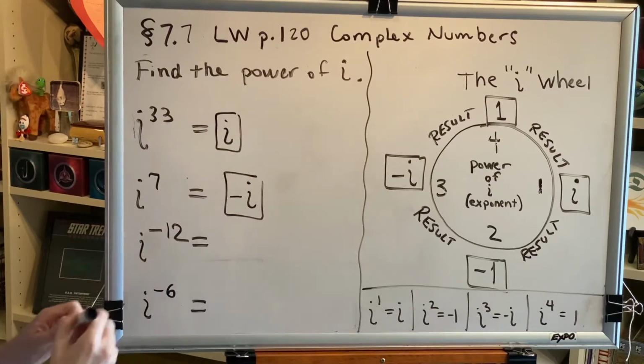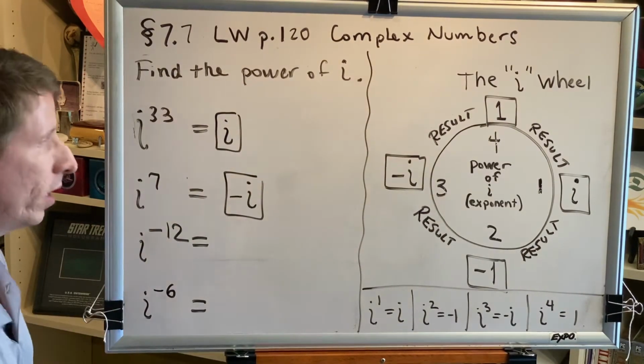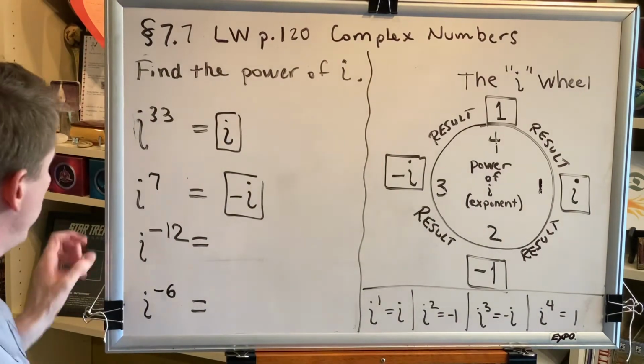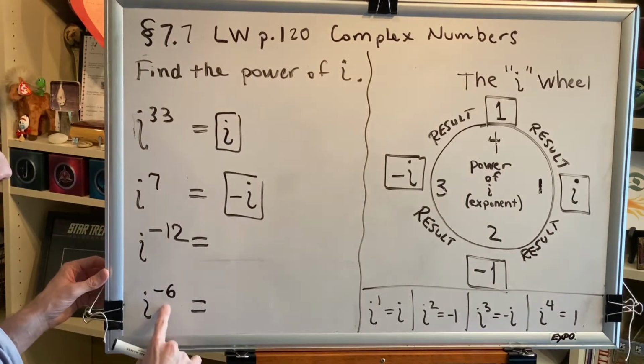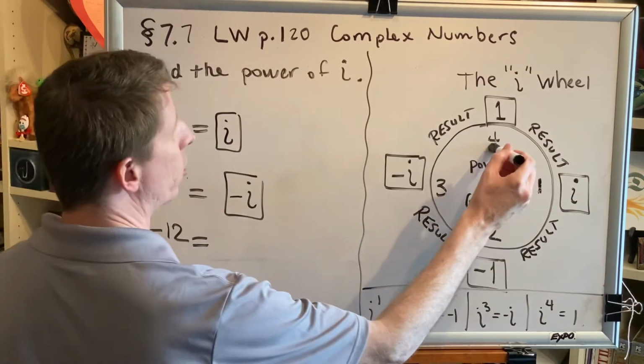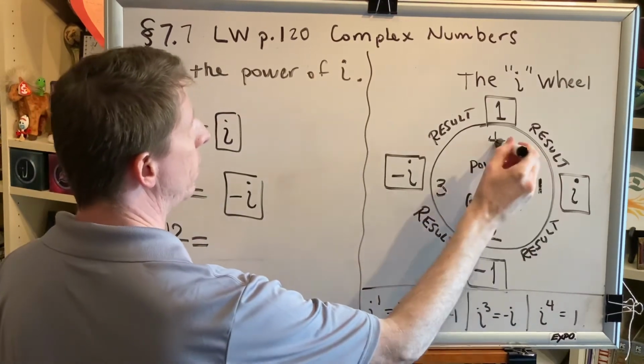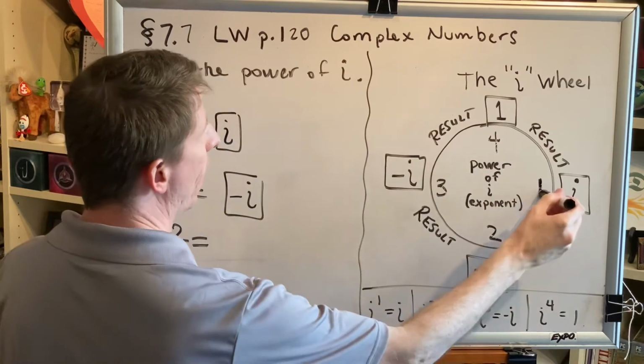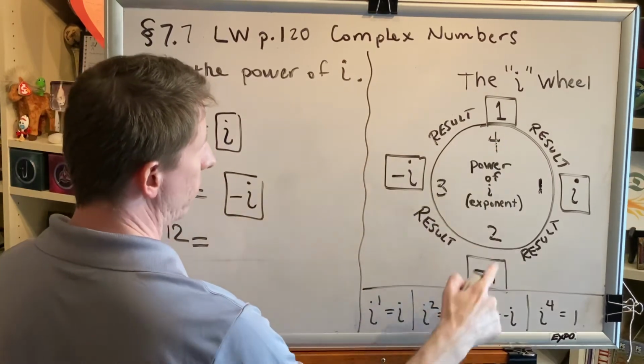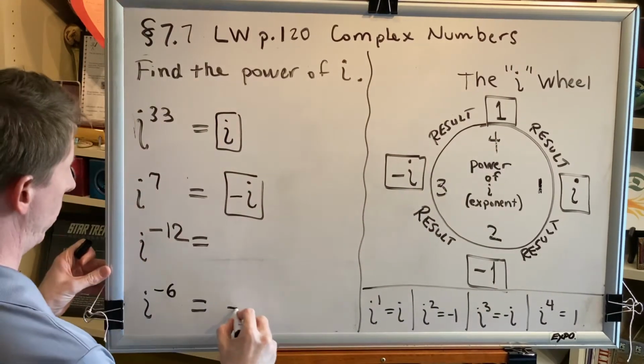All right, what if you have a negative power of i? Can you still use the wheel? Yes, you just go backwards. So for example, let's say we want to do i to the negative 6. We'll start here at 4 and work backwards. 4, 3, 2, 1, 0, negative 1, negative 2, negative 3, negative 4, negative 5, negative 6. So the answer is negative 1.